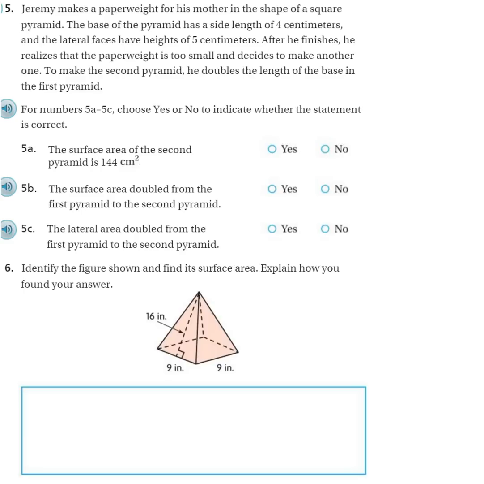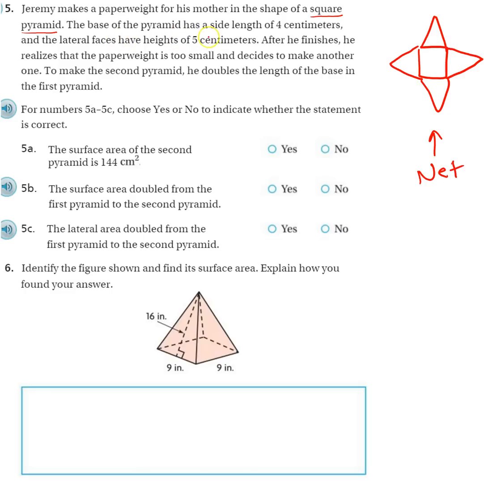Right, now we're on page 466. Let's get to it. Jeremy makes a paperweight for his mother in the shape of a square pyramid. So I know it's going to be a square base with triangles coming off each side. So that's what my net is going to look like. That's my net.